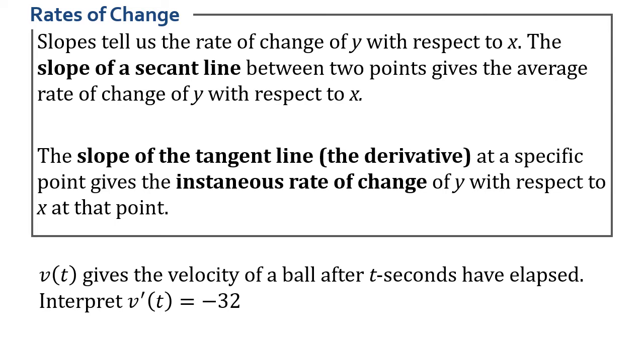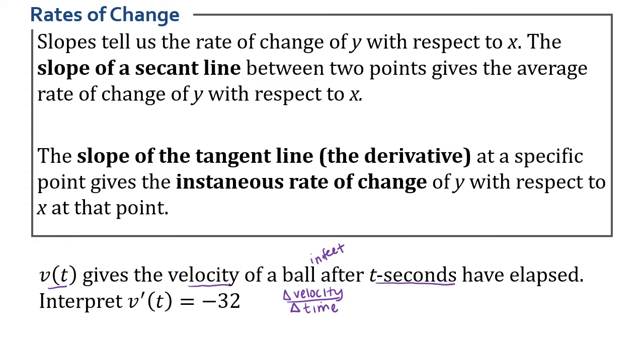Okay, let's look at another example of this. v of t gives the velocity of the ball, in feet per second, after t seconds have elapsed. Interpret the first derivative, so v prime of t equals negative 32. Again, the first derivative is that slope, so it's the change in y over the change in x. The y value is in terms of velocity, so this is going to be the change in velocity over the change in seconds, so in the time.